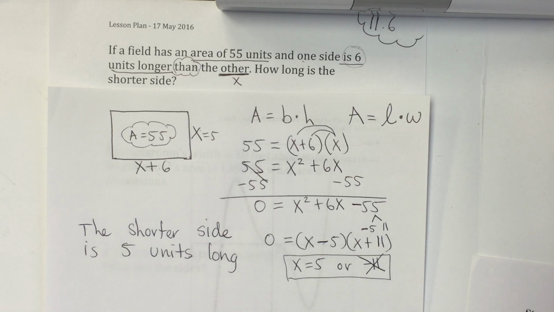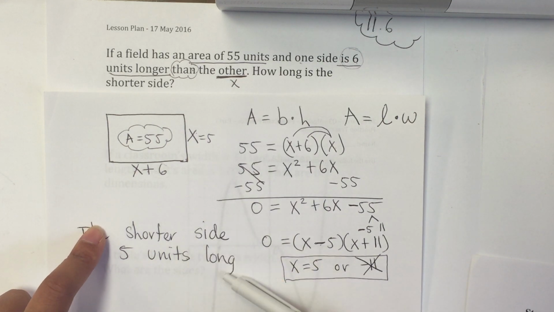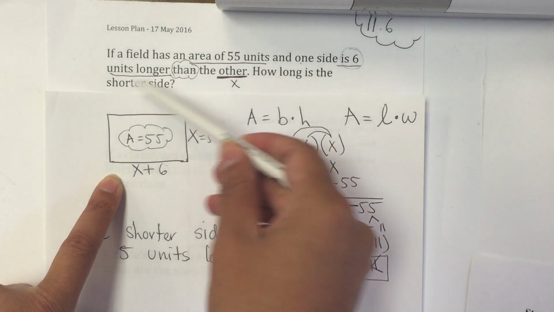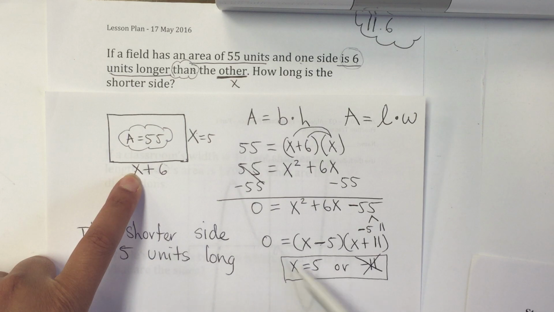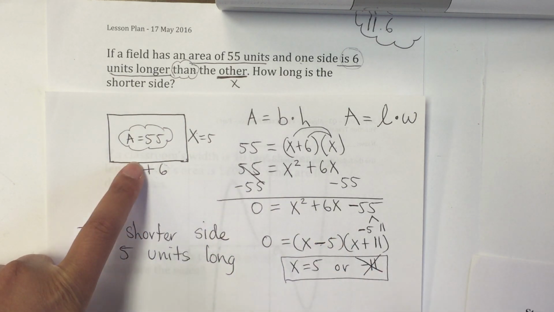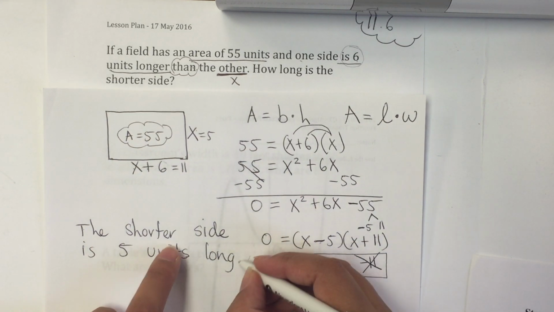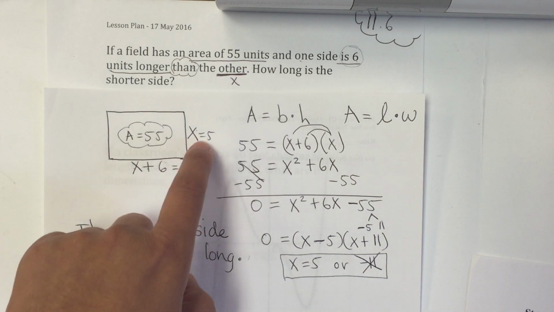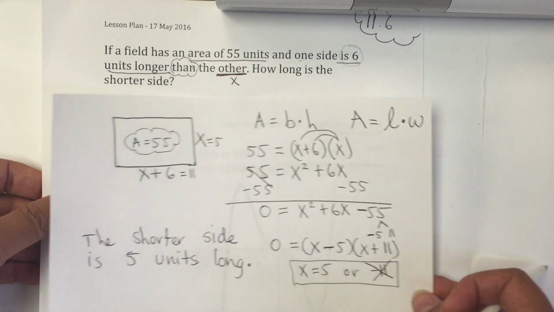Okay, let's go with another one. Oh, another thing. I know the question asks how long is the shorter side, but you can figure out the longer side also by plugging in that same 5 in here and just putting 5 plus 6, that will equal 11. Okay, so the longer side is 11 units long. In the answer, you don't have to answer that, because it's not asking for the longer side, it's only asking for the smaller side. Okay, but you can also figure it out.